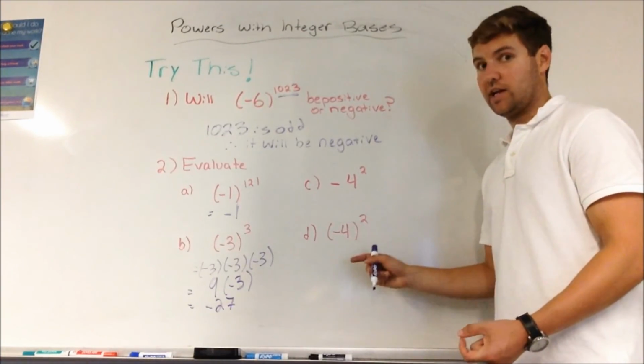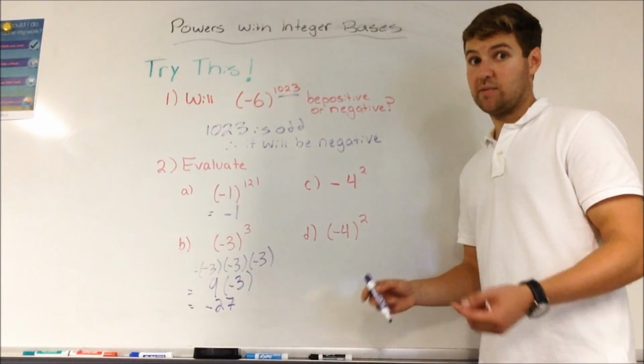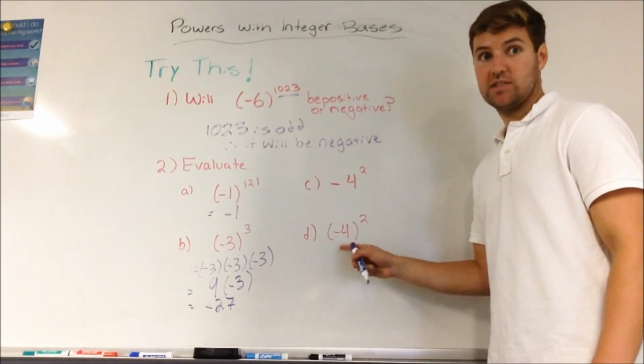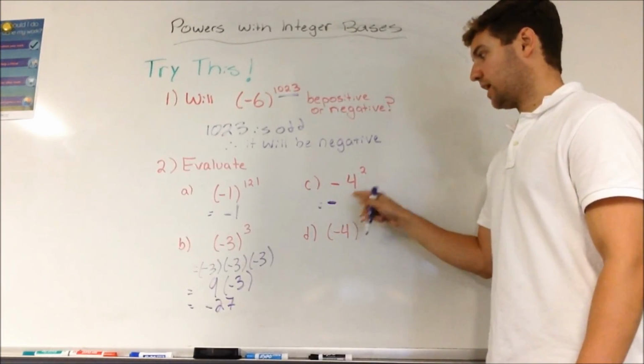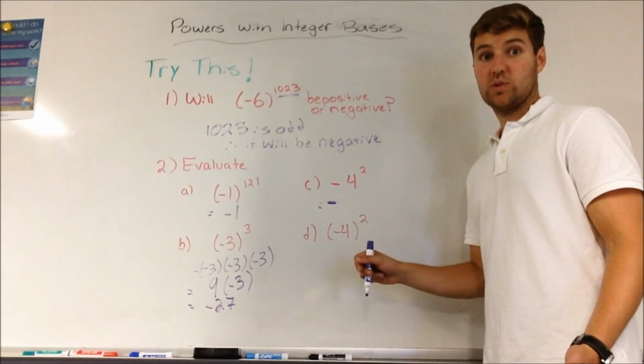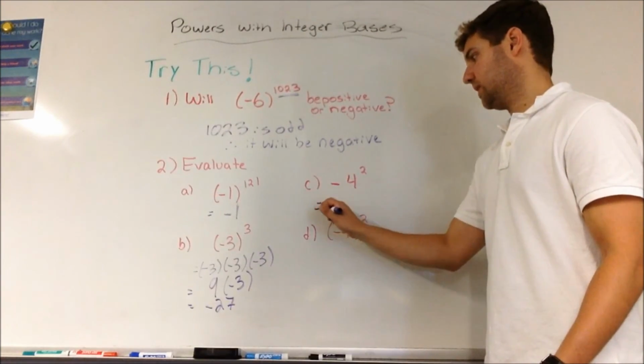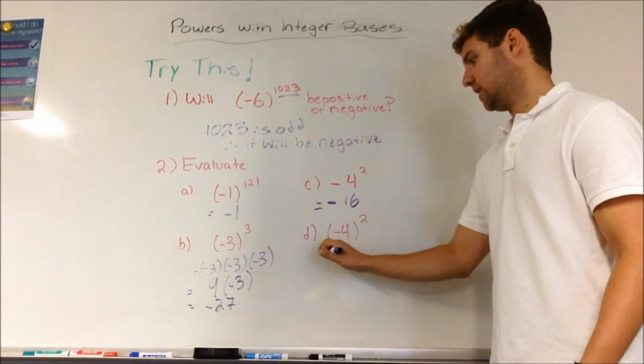Now here we have the same question. Negative 4 squared and negative 4 squared. Well, it looks the same, but remember they're slightly different, because here the negative is inside the bracket. So for this one, this means to keep the negative and do 4 squared. Well, 4 squared is 16, so this one will be negative 16.